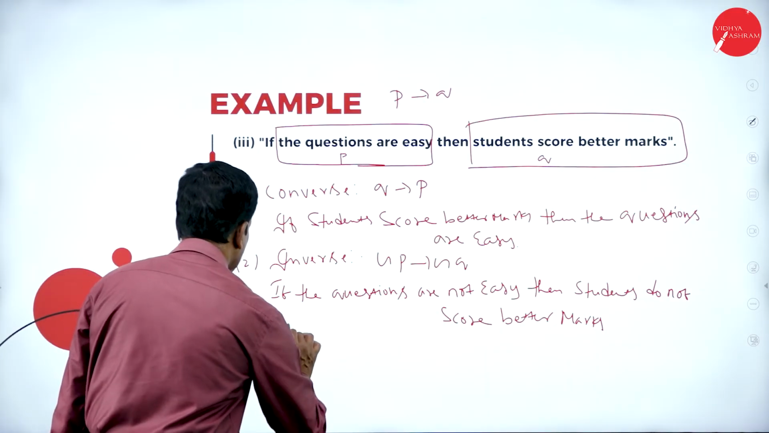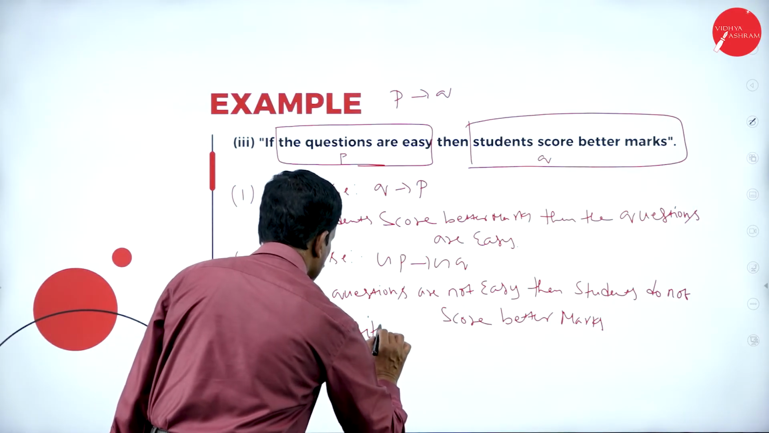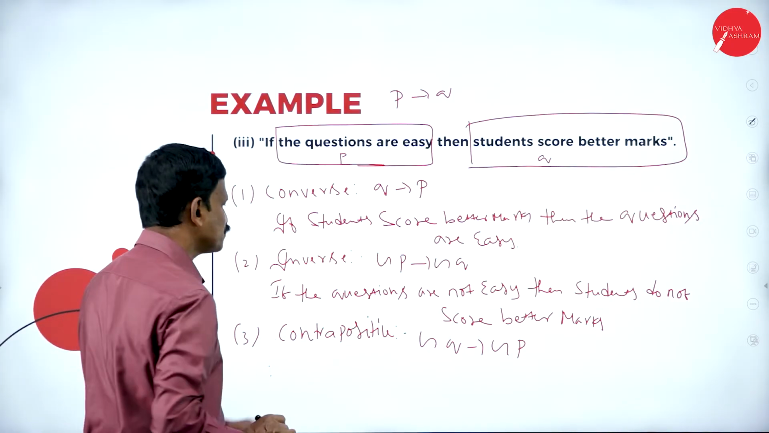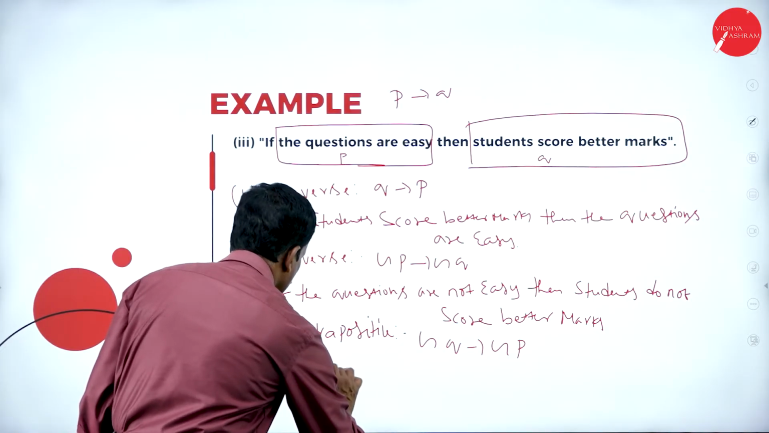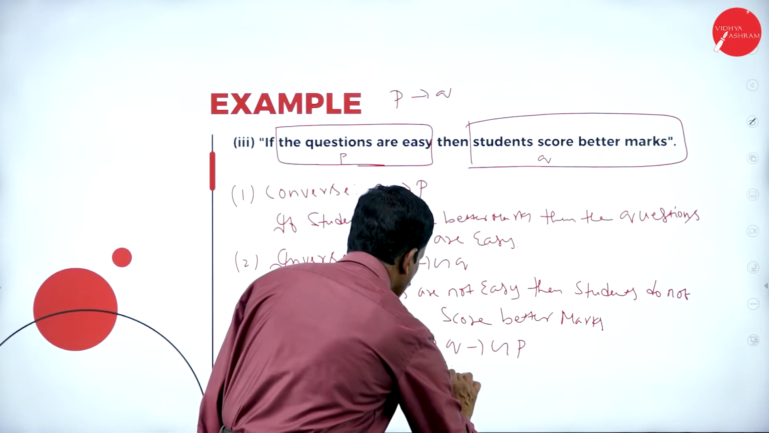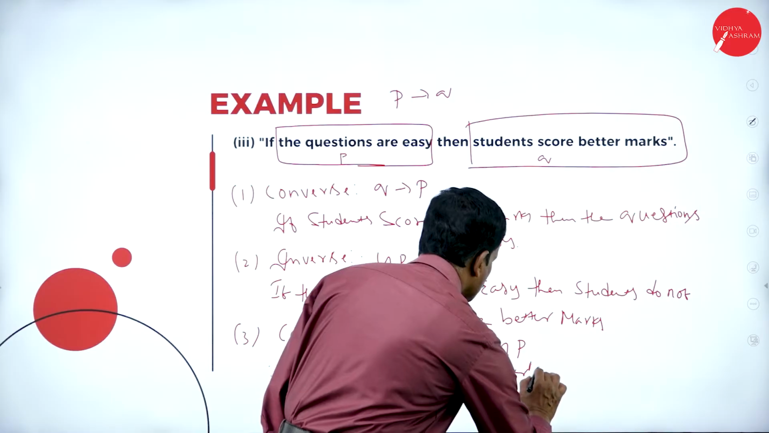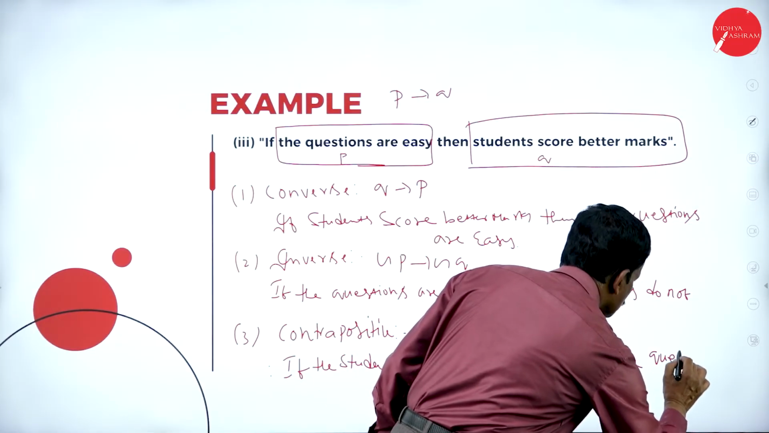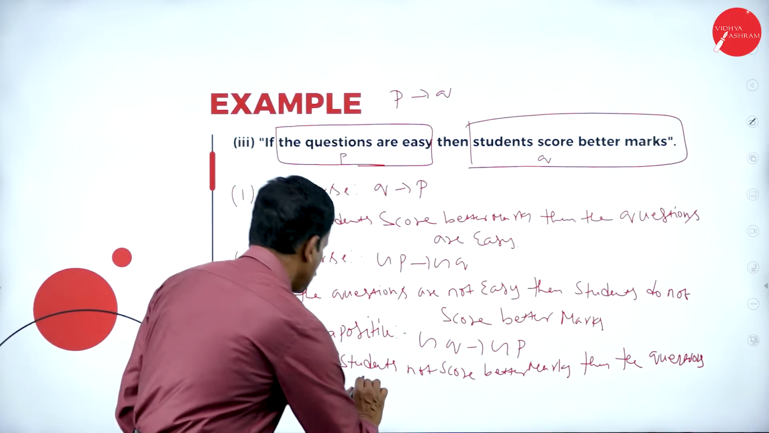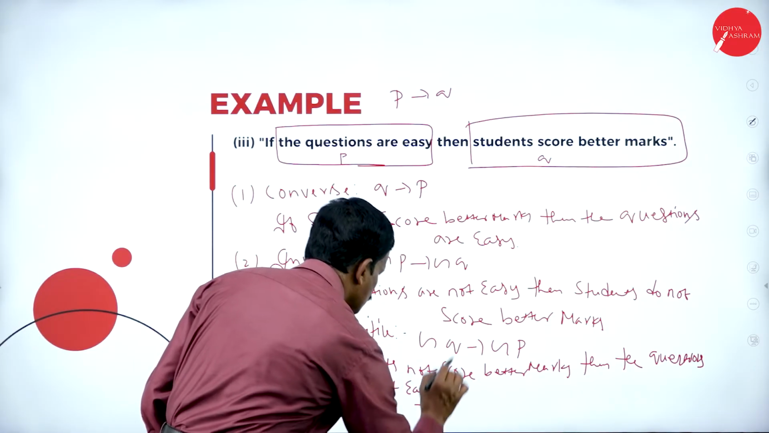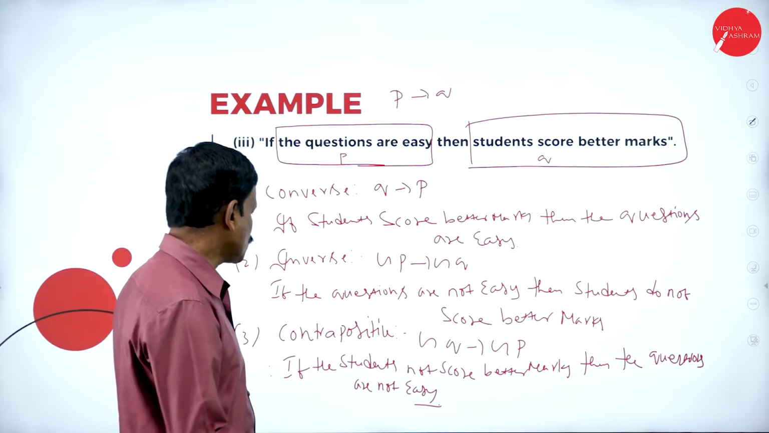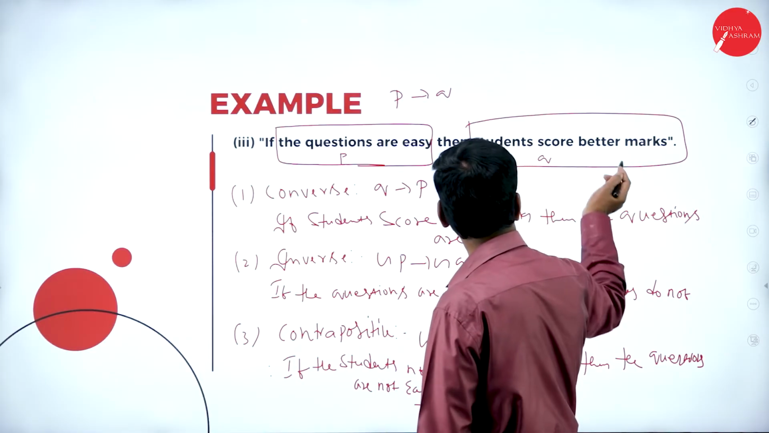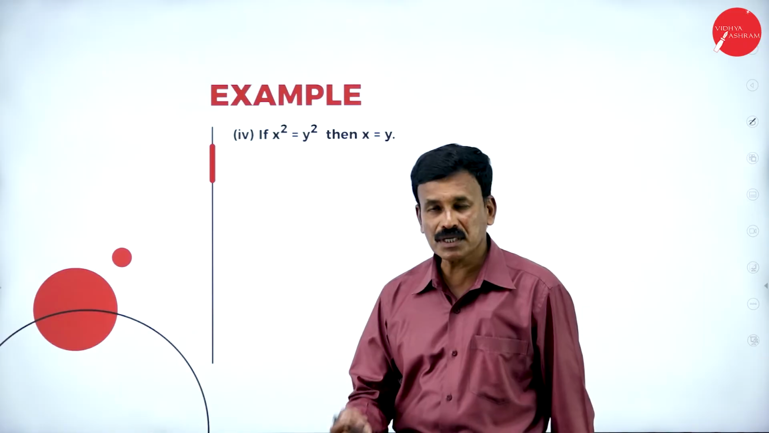Now the third one is the contrapositive. What is the contrapositive? Negation of Q conditional to negation of P. Reverse this. If the students do not score better marks, then the questions are not easy. That's it. So this is how we write the converse, inverse and contrapositive for: if the questions are easy, then the students score better marks. Hope you followed. Now, let us move on to the next example.